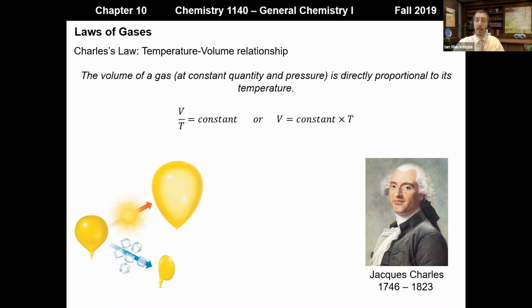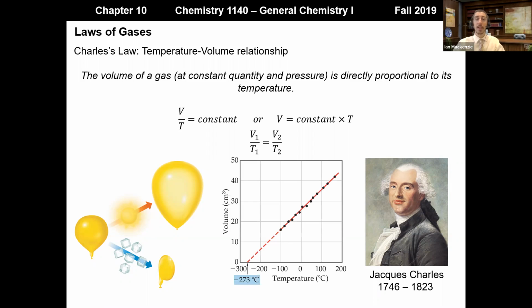Since those are directly proportional, then we can write that the volume over the temperature is equal to a constant. If the volume increases, the temperature must also increase to maintain that constant. If the volume decreases, the temperature must also decrease to maintain that constant. And similar to Boyle's law, we can write this as V1 over T1 is equal to V2 over T2.